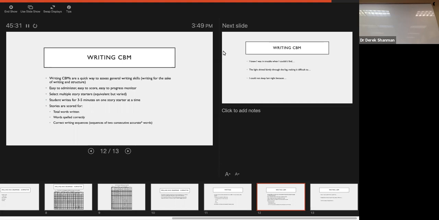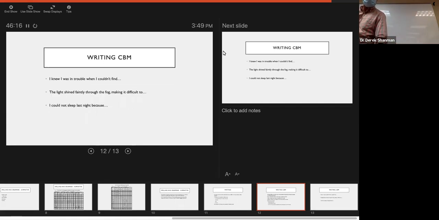So what a writing CBM is set to do is, in a relatively quick way, we want to be able to assess kids' overall writing abilities. Not understanding of genre, not structural writing, not stylistic writing, but just writing as a whole. How can we do that in a valid way that's easy to do, easy to score, easy to measure? I honestly don't know what it has been validated to, but these writing CBMs have become a quick way of doing that.